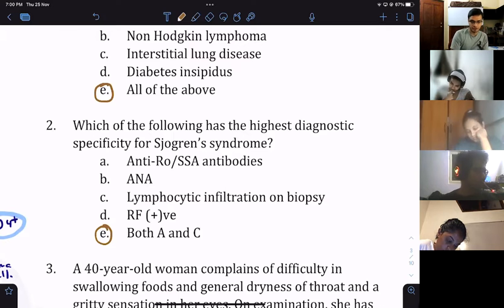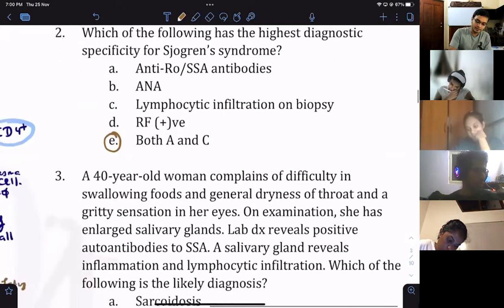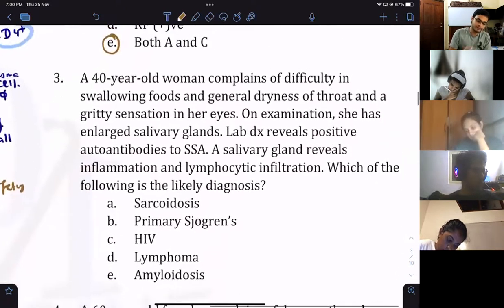Very good. The gold standard is the biopsy, but both of them are very highly specific. Go to question number 4, guys.